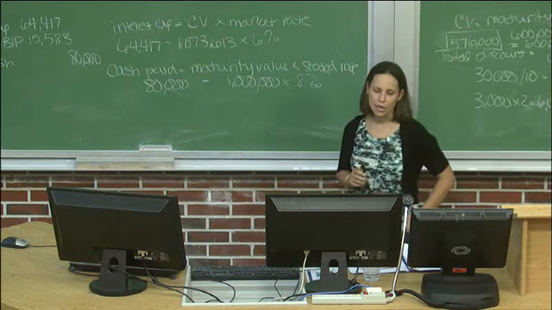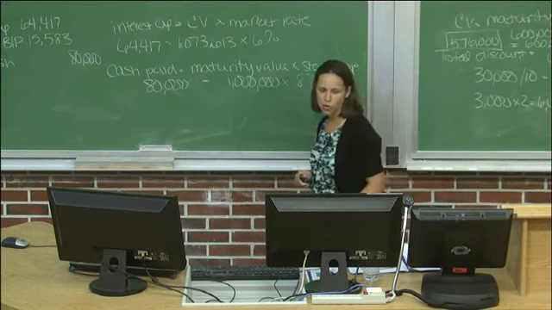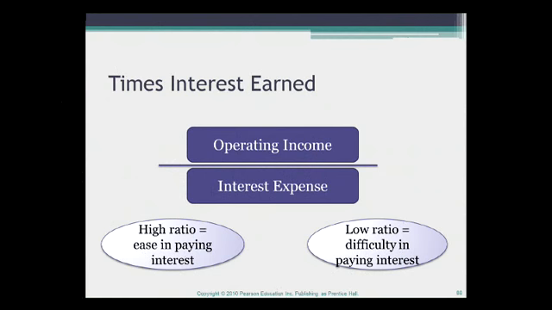One thing that some people look at is the ratio called the times interest earned ratio. Basically, this ratio tells us, is the company comfortable in being able to pay their interest expense when it becomes due? Okay, times interest earned is the operating income divided by interest expense. Basically it tells you how many times operating income is of the interest expense.